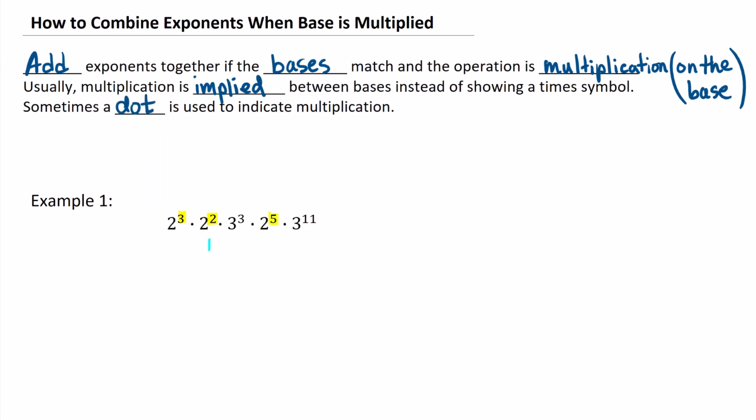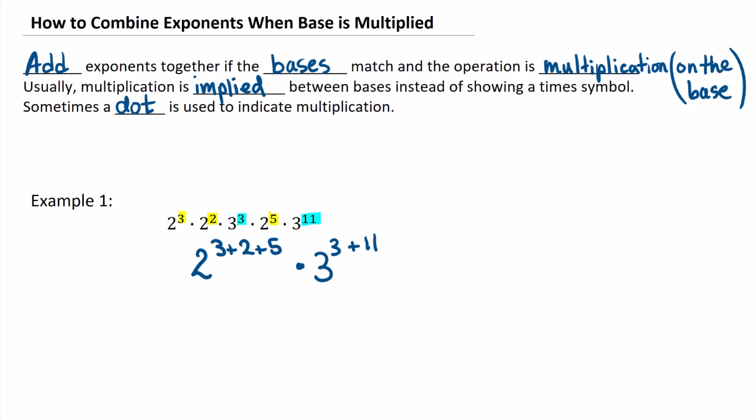All the bases of 2, I've highlighted the exponent, and all the bases of 3, I've highlighted the exponent. This should give us a good idea of how we should rewrite this as a more consolidated product. 2 to the 3 plus 2 plus 5, times 3 to the 3 plus 11.